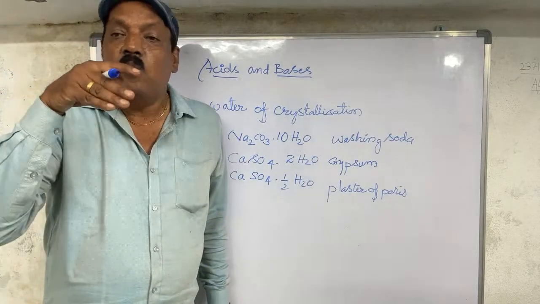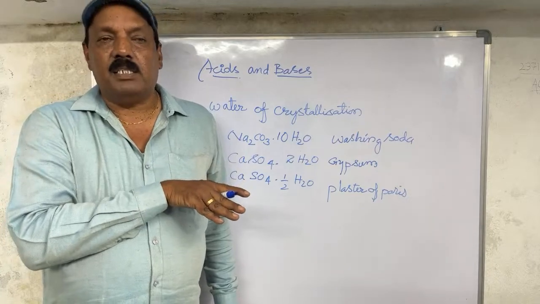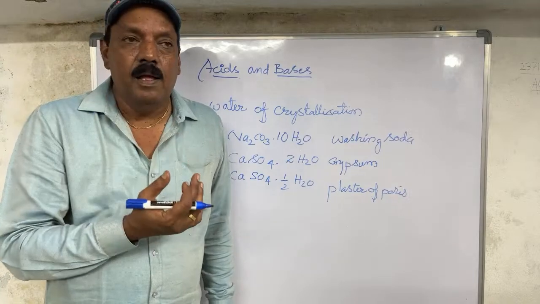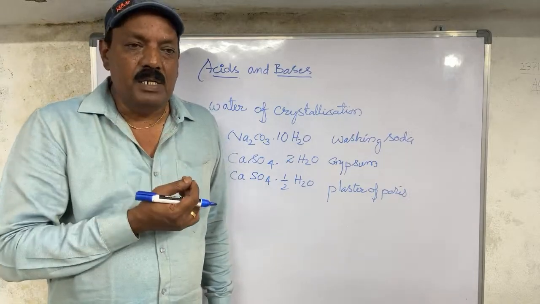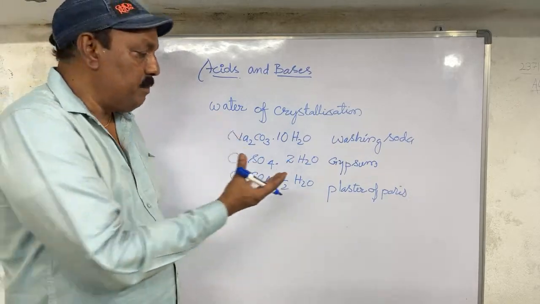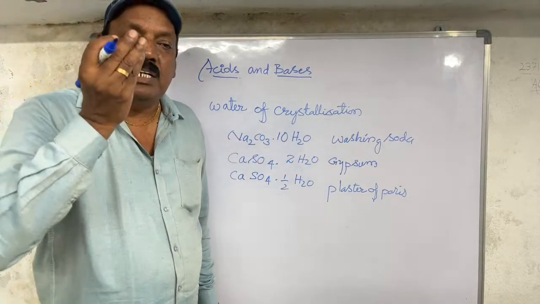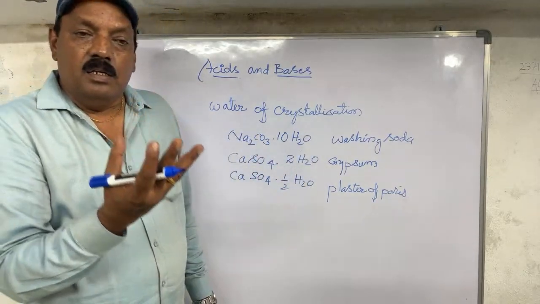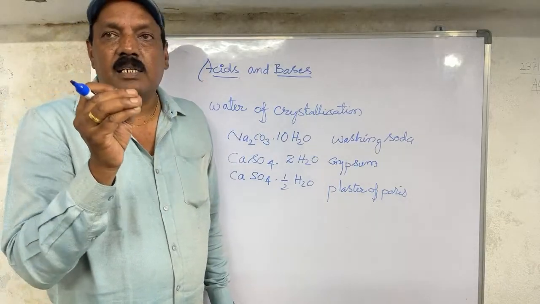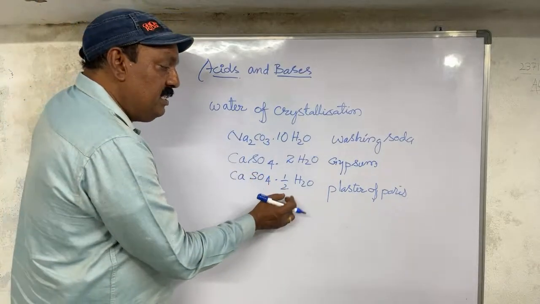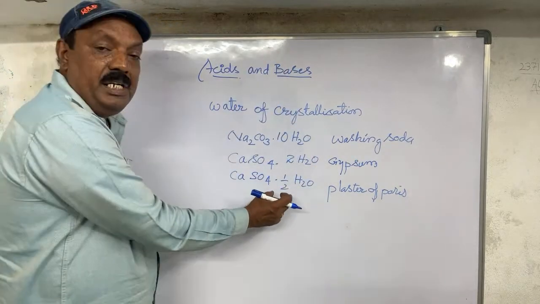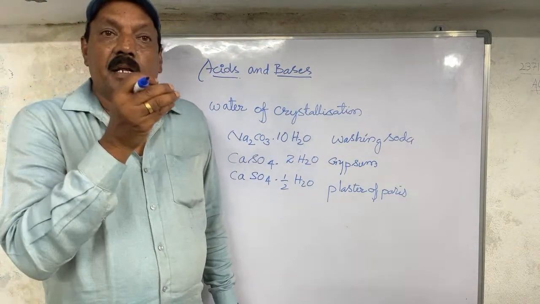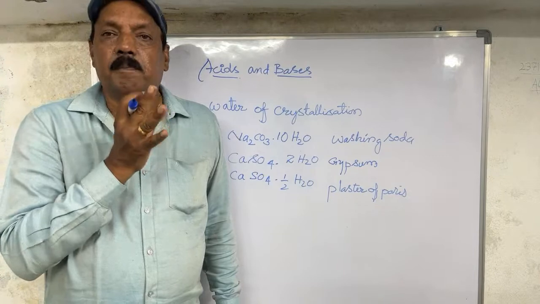That means, if I don't want gypsum and I want plaster of Paris, you have to do one more thing. How to get plaster of Paris from gypsum? Just heat the gypsum at a temperature of 130 degrees centigrade. It loses one and a half water molecules and retains half a water molecule. It becomes plaster of Paris. So the raw material for plaster of Paris is gypsum.